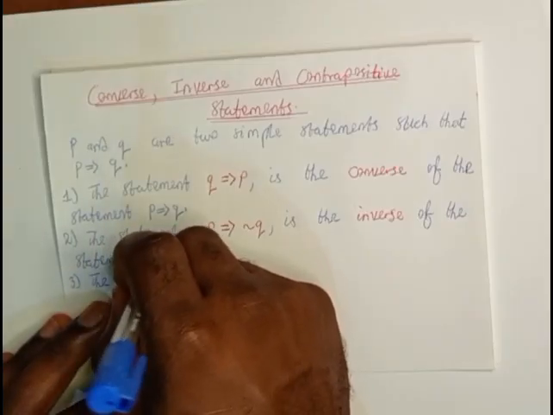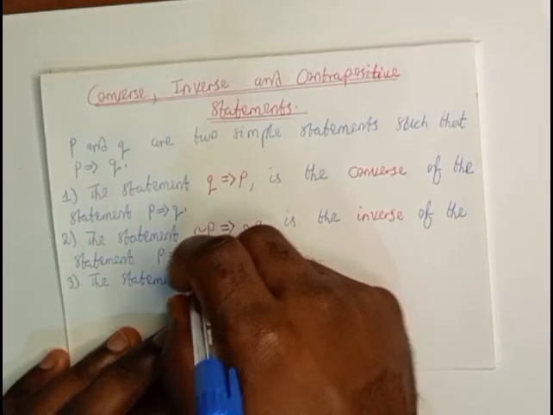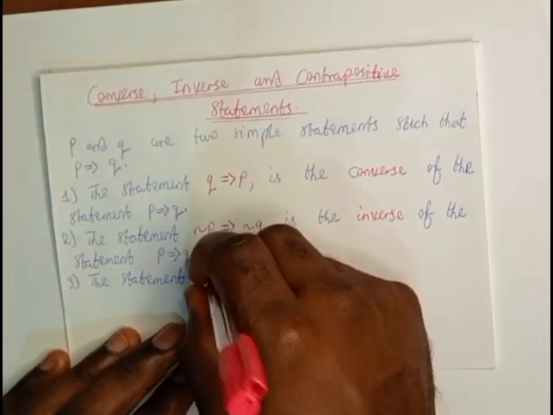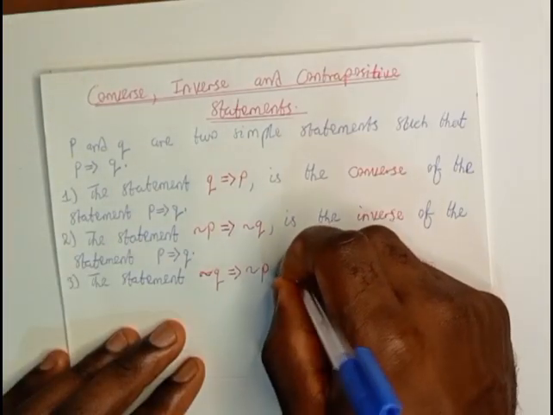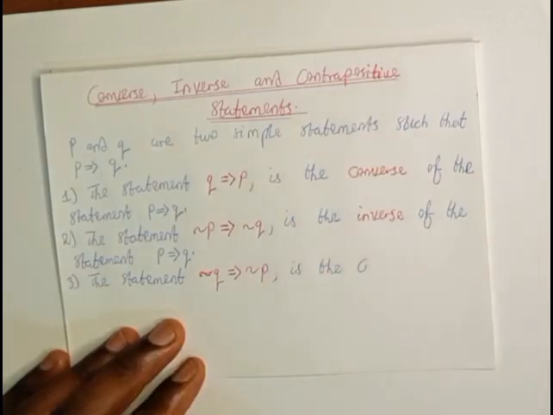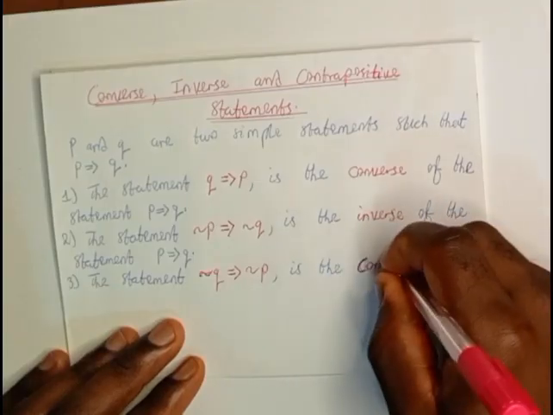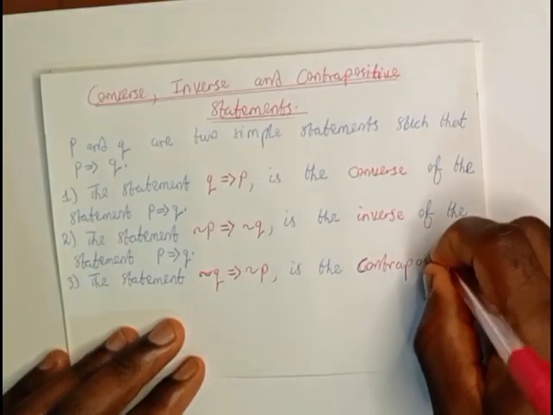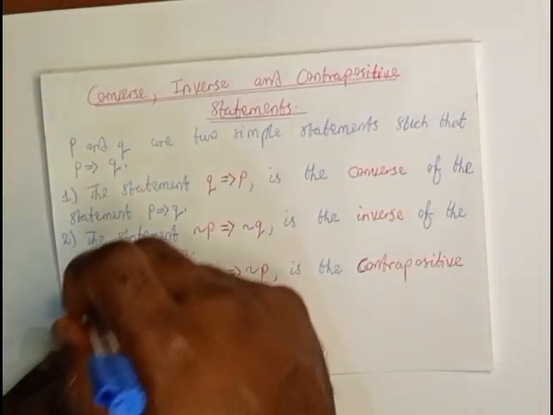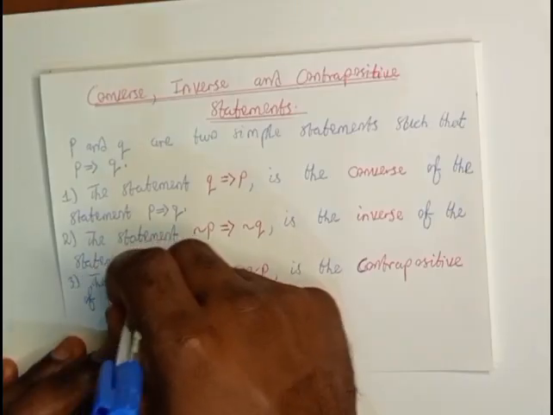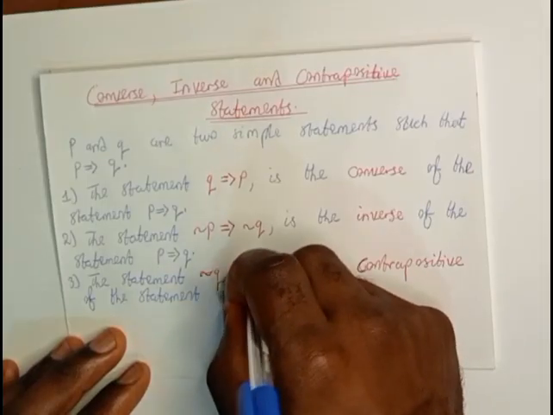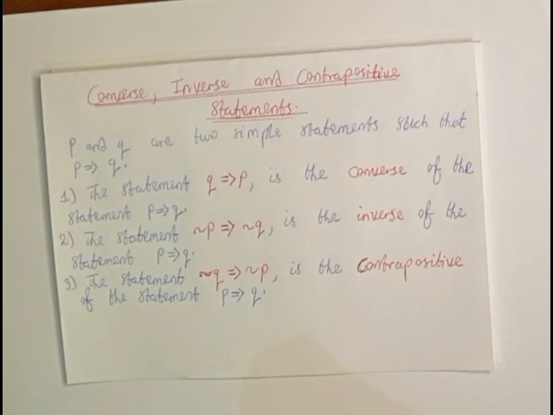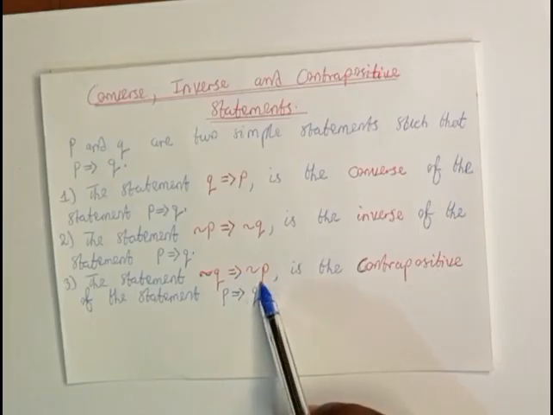We go to 3. The statement not Q implying not P is the contrapositive of the statement P implying Q. To get the contrapositive of the statement P implying Q, we take not Q implies not P.